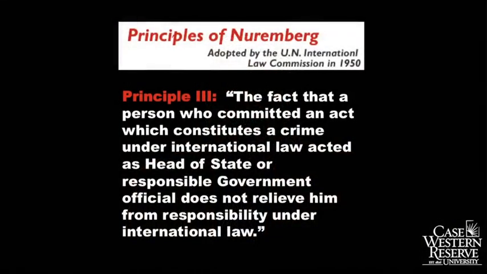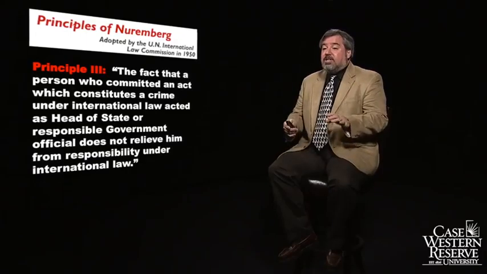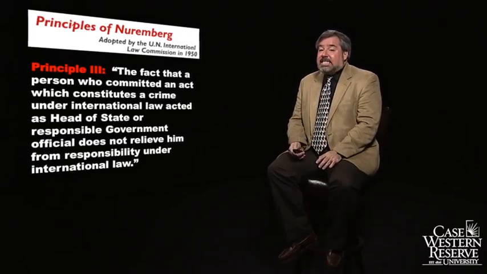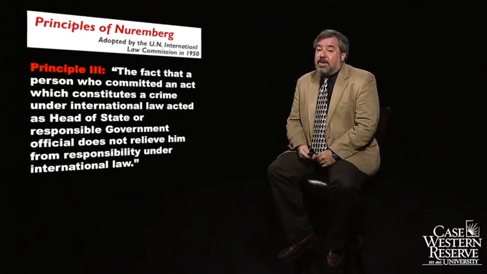Nuremberg Principle number 3 says that the fact that a person who committed an act which constitutes a crime under international law acted as head of state or responsible government official does not relieve him from responsibility under international law. So that's the law of head of state immunity as it exists at the Nuremberg trial.